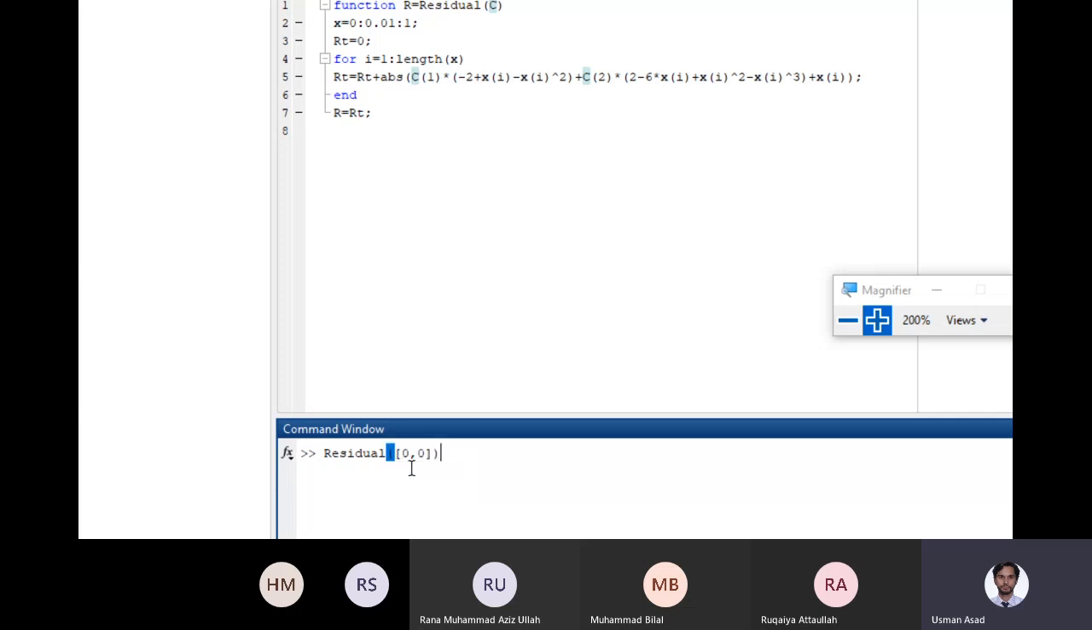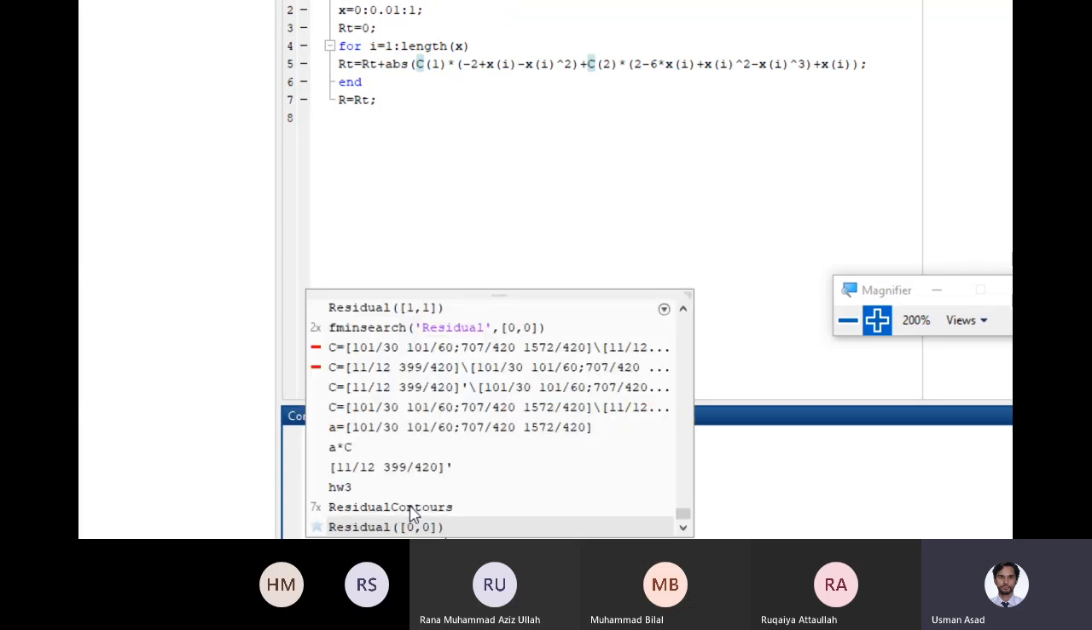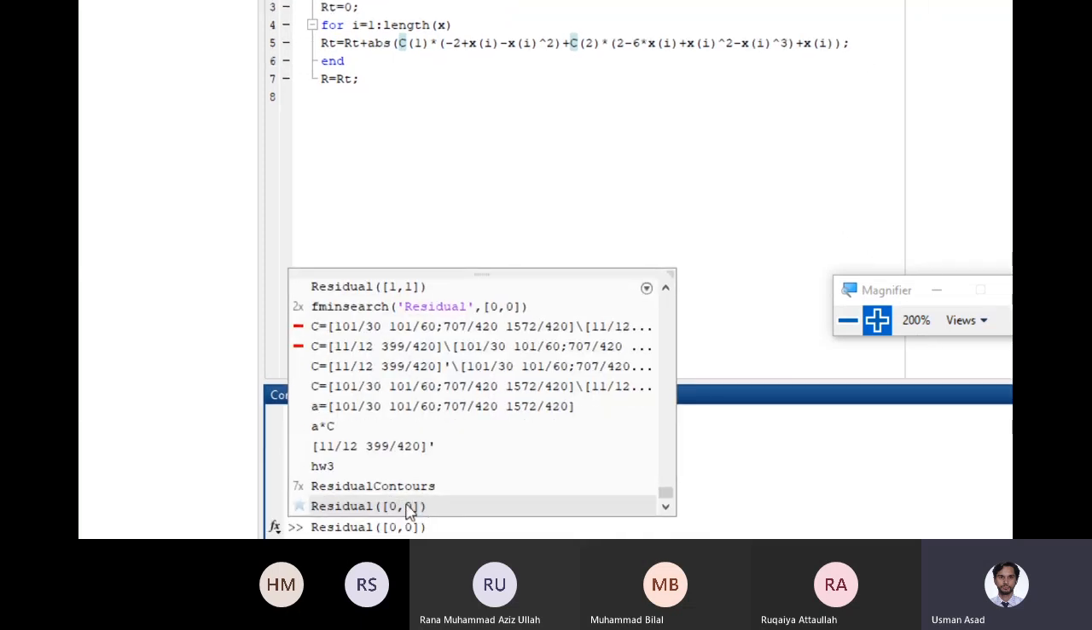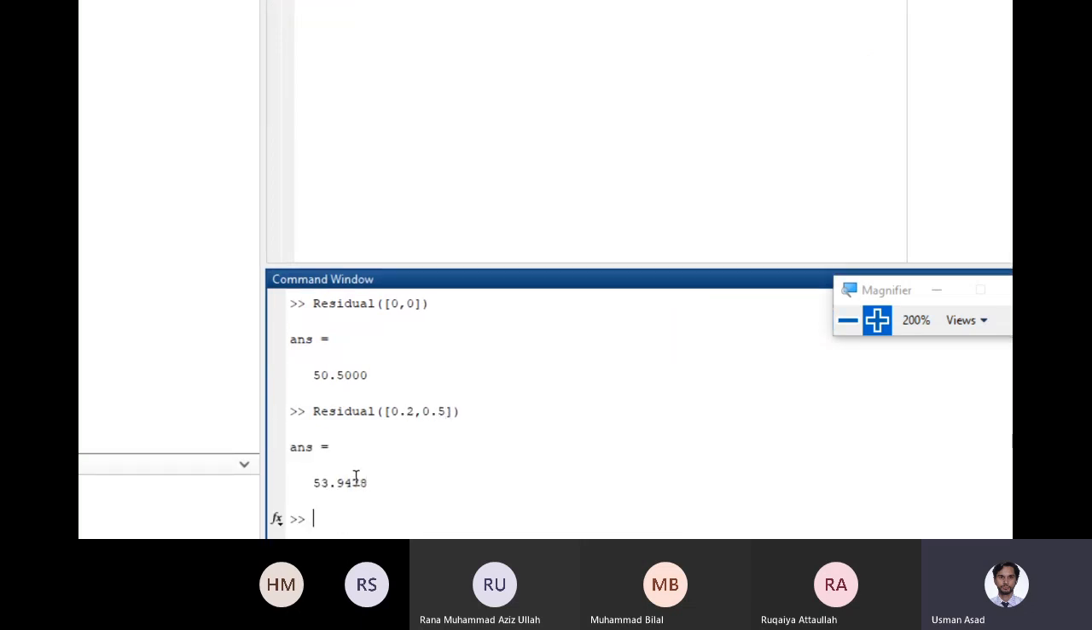ठीक है? So अगर मैं C1 और C2 दोनों को 0 0 लिख लूं तो it gives me an overall sum of all errors over the entire domain equal to 50. अगर मैं कोई और value लिख लूं, let's say 0.1, 0.5 or something, it's going to give me a different value, a slightly higher value. So obviously this made it worse. मैं चाह रहा हूं कि ये overall जो चीज है ना ये minimize हो जाए.